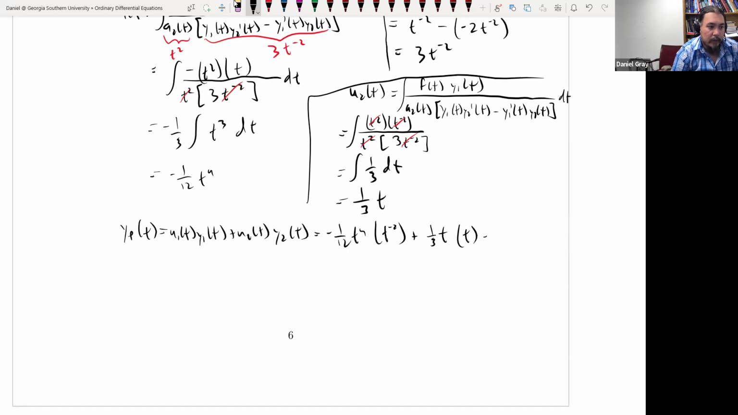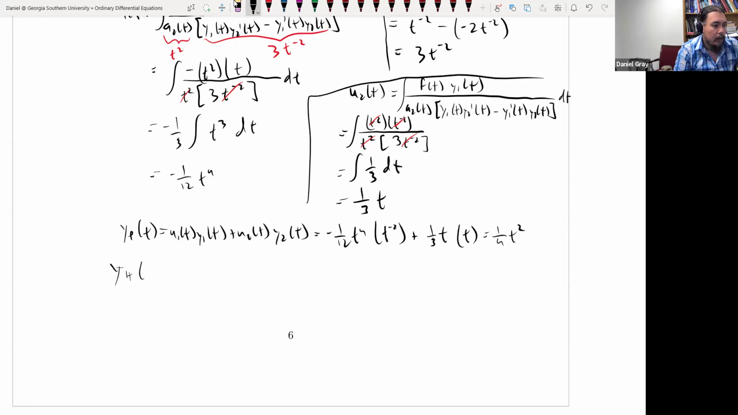So we're going to get that this is a negative 1/12 t to the second power plus a 1/3 t to the second power. So if we combine those together, this is a 4/12 minus a 1/12, which is just 3/12, which is just 1/4 t squared then.